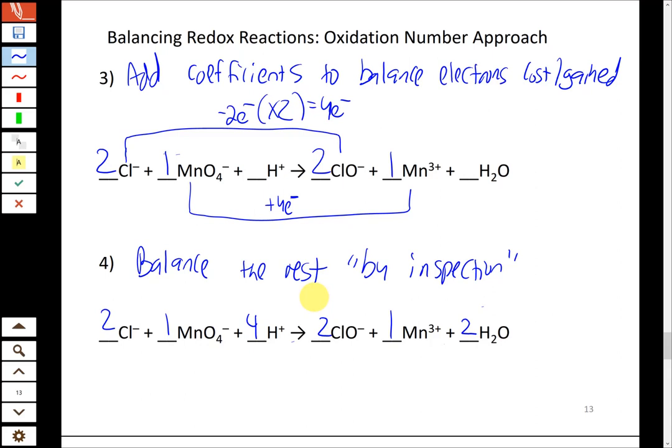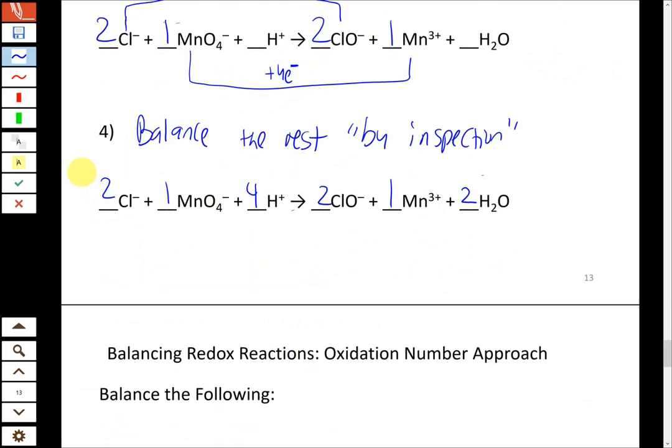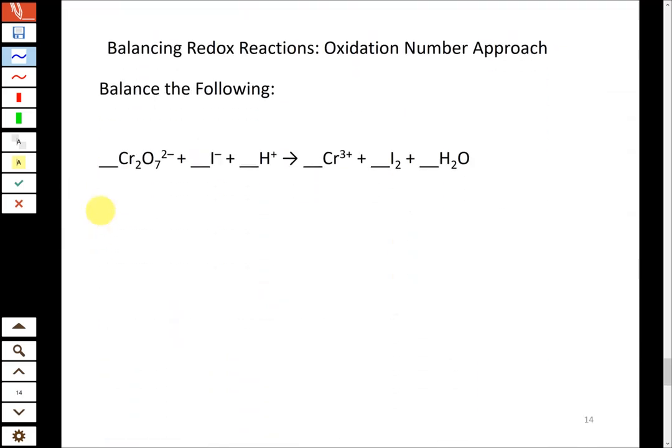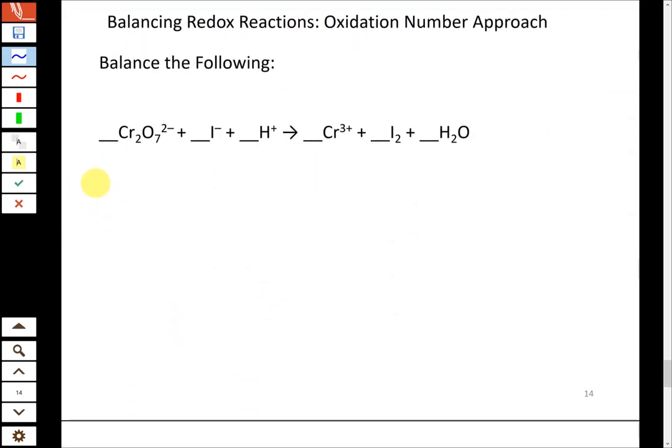All right, so we're just going to go through a few examples now just to see some of the different variations you can have. So this is, again, a standard redox reaction. This time it's dichromate plus iodide and H+, making chromium-3, I2, and water. All right, so we have to assign the oxidation numbers first.